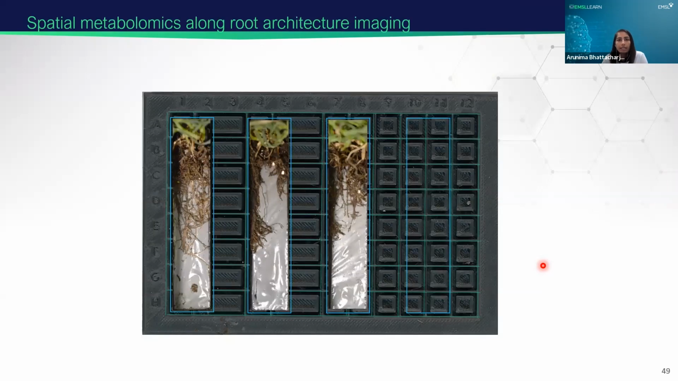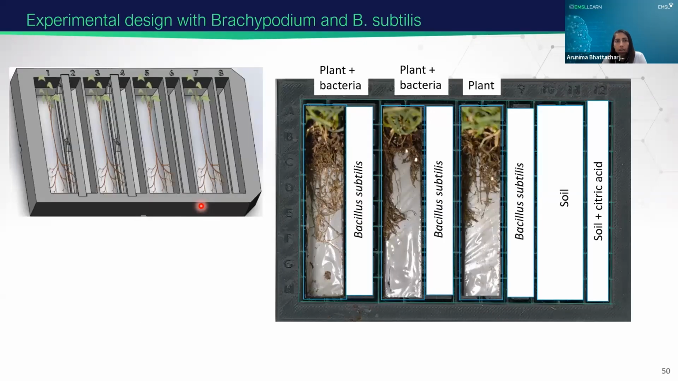Okay, so again, showing here the different plant growth and the root architecture imaging, and we can look at metabolites from here spatially. So I'll show you an example of how we have done that. And like I said, these platforms can actually be combined with bacteria growth, like in this case.